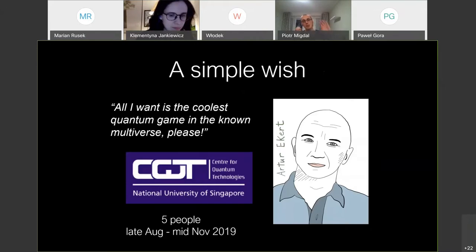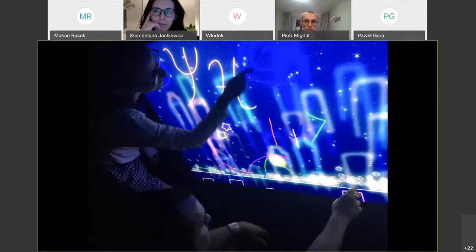And with a single wish, we wanted to have the best quantum game, the coolest quantum game in the known multiverse. So basically, I looked for people. Clem was one of the people who applied, but also other people like Chiara from Switzerland, Philip from France, Ivana, Pavel. And we played a bit in Singapore with various interactive demos. And maybe this is a place where I can give the microphone to Clem to talk about her perspective, ideas and impressions.